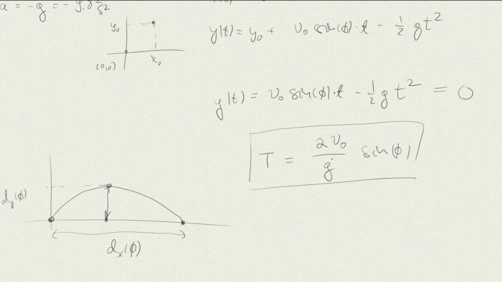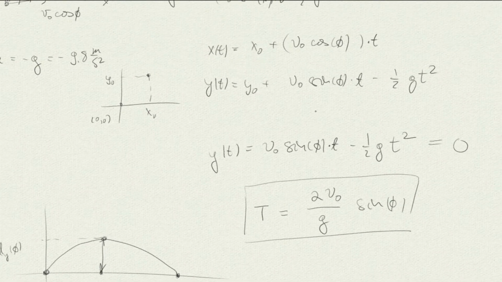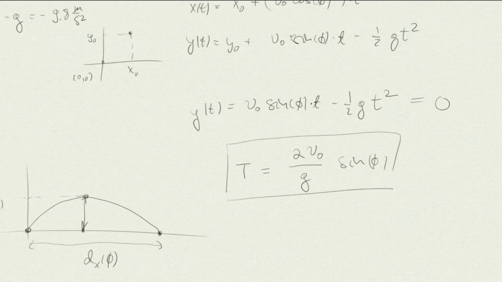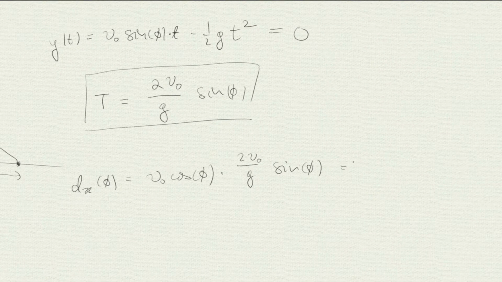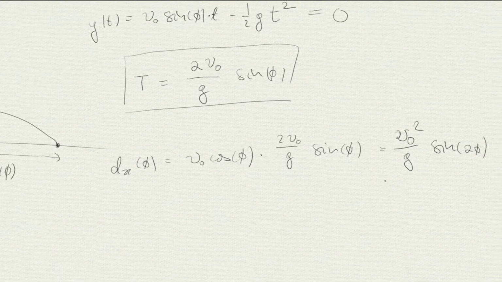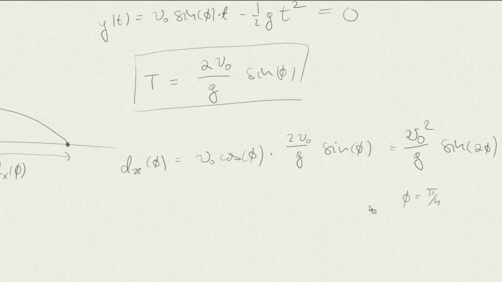Okay, so now if we want to figure out the range as a function of this angle phi, what we need to do is take this equation for x and substitute this t. So this dx as a function of the angle phi is going to be v0 cosine phi, times 2v0 over g, and sine of phi. And then using this trigonometric identity, what we get is v0 squared divided by g sine of 2 phi. And what we see here, of course, is that this is maximum when sine is 1, that is phi equals pi quarter of radians, of course, 45-degree angle.